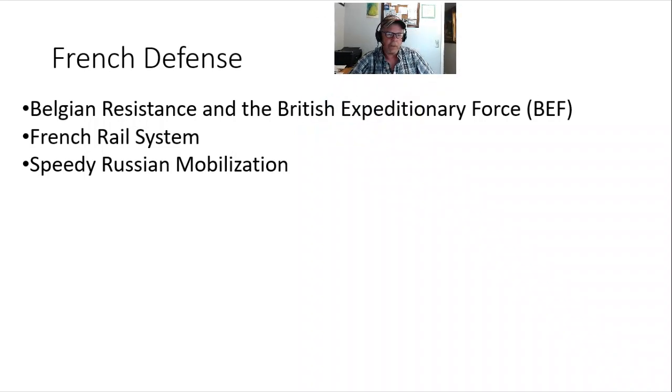Yep, rail system. The other thing was the Russians were much quicker to mobilize than the Schlieffen Plan had anticipated. So now, not only do we sweep through France and have them surrender, but the Russians are already on our Eastern Front before we can do anything. It's starting to look bad already.